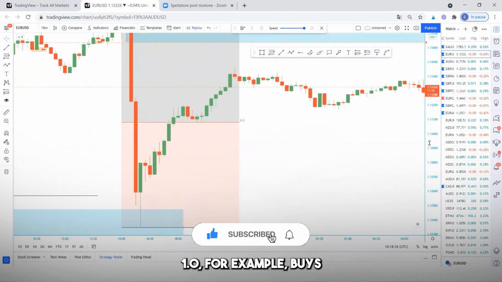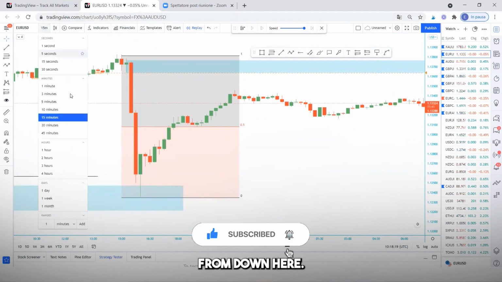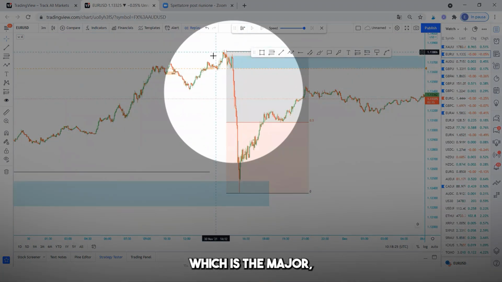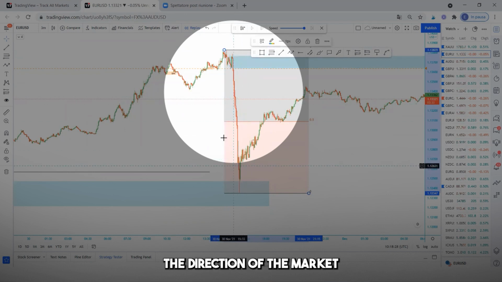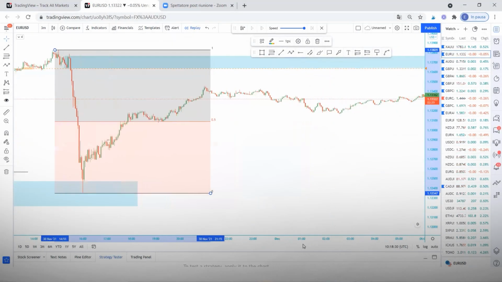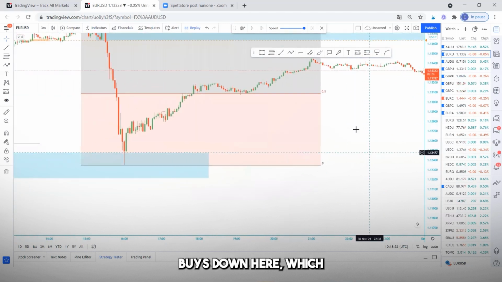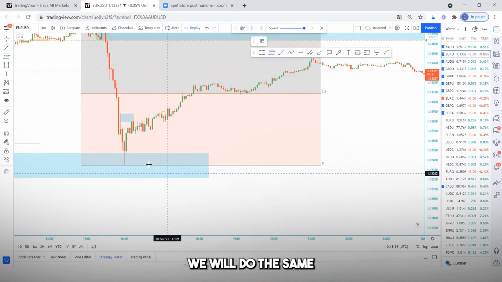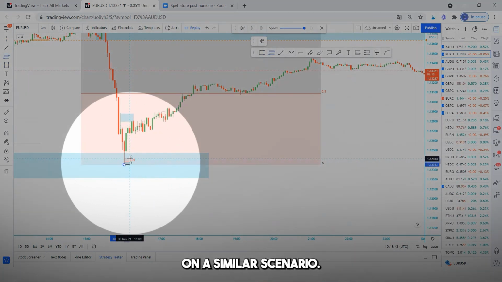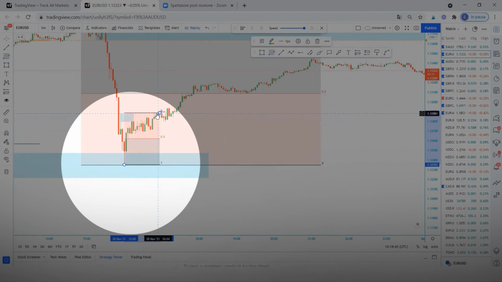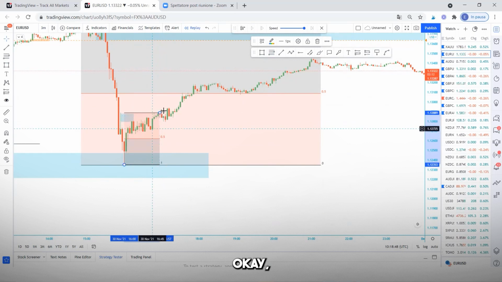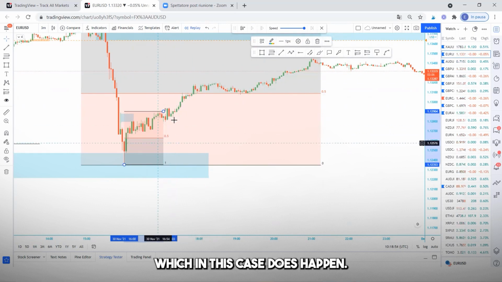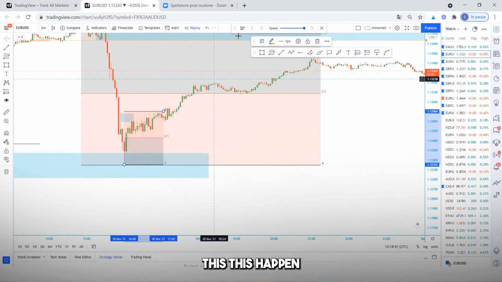But then what happens? If we want to enter, for example, buys from down here, we go on lower time frames, and basically inside the overall, which is the major, which is just to understand the direction of the market and the major premium and discounted area, if we look for buys down here, which are after breaking this area, we will do the same on a smaller scenario. So here we finally break it. This move finally breaks the supply. Okay, we put premium and discount in order to wait for retracement to discount in order to continue, which in this case doesn't happen, but in other cases it does happen, and then we continue.